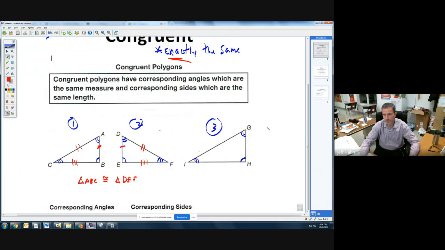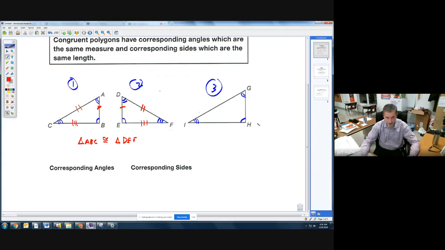Now, just so we're all on the same page, when we talk about corresponding, maybe a different word for corresponding is the sides that match up, or the angles that match up, either way. All right, which means this.